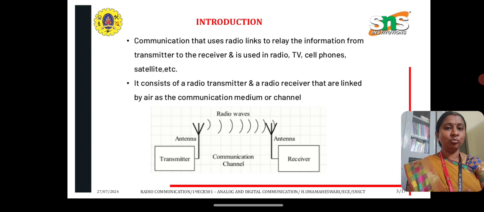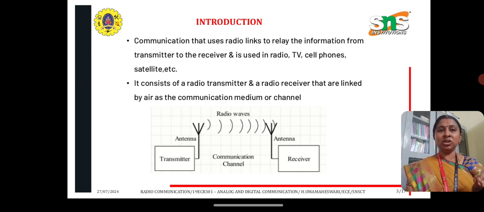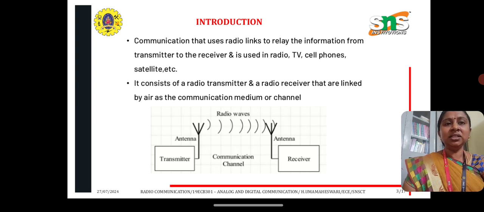Basically we have a transmitter and a receiver. In between there is a communication channel, communication that uses radio links to relay the information from the transmitter to the receiver, and it is used in radio, TV, cell phone, satellite, etc.